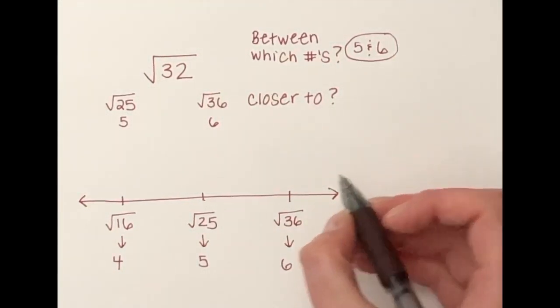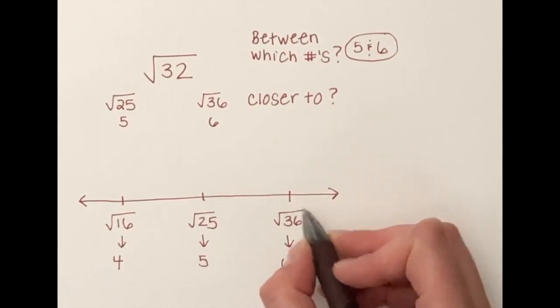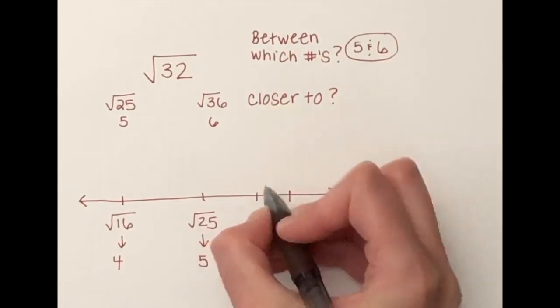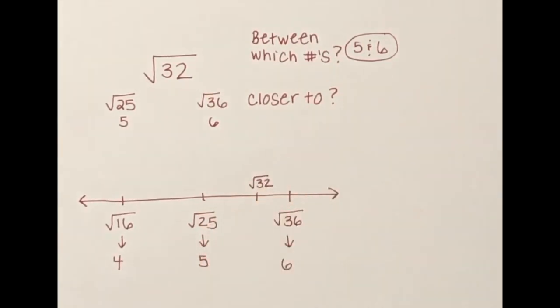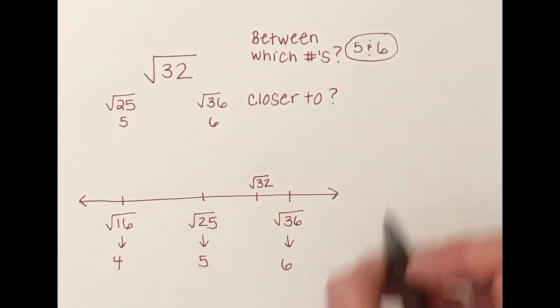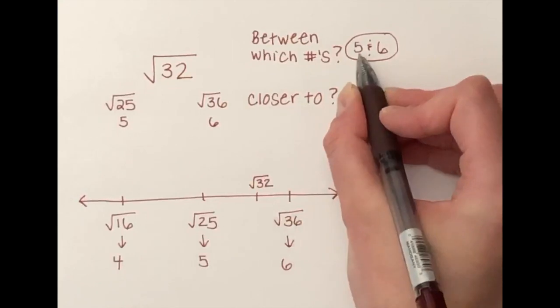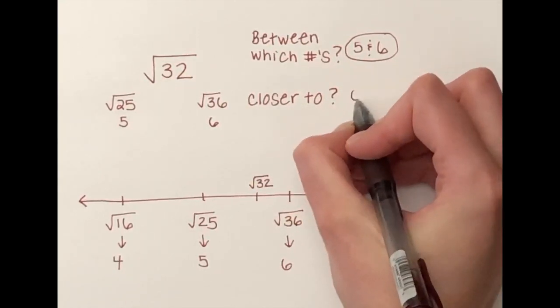So we know that it's going to be closer to the square root of 36, somewhere probably around here, if I were to estimate. It's going to be closer to the square root of 36 because it's only 4 jumps away. So closer to 5 or 6, we know that it's going to be closer to 6.